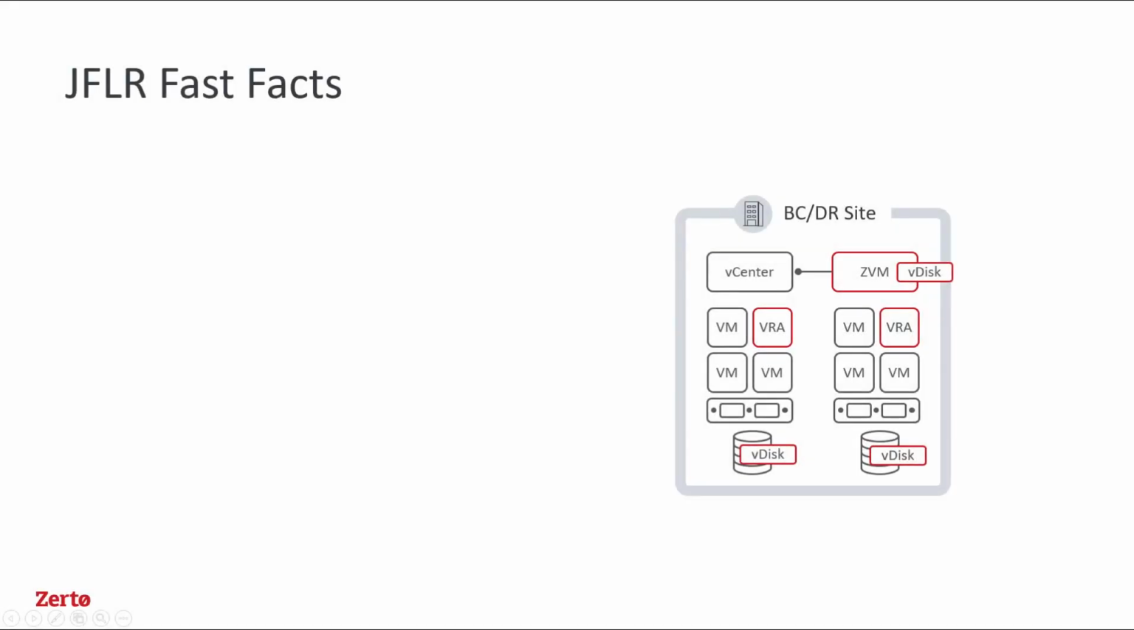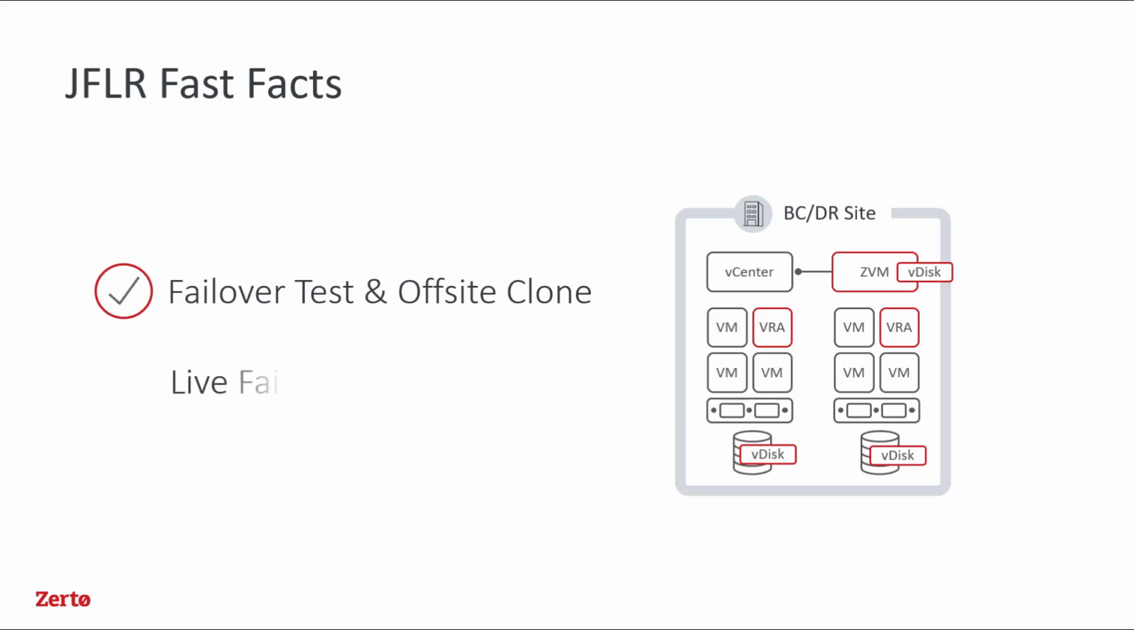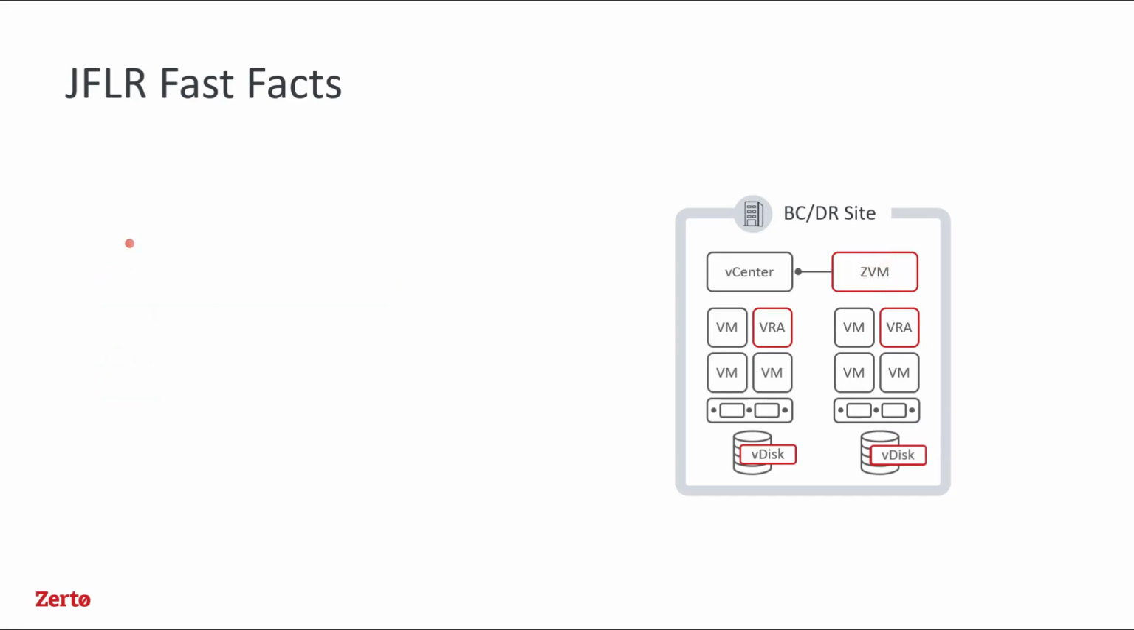There are a few other things to know about journal file level recovery. While the disk is mounted, failover test and offsite clone operations are still available to be performed. However, if you need to perform a live failover or move, the JFLR operation will be stopped and the disk will be unmounted. Also, the ZVM can only mount one disk at a time per site, so only one file level recovery can be performed at a time.